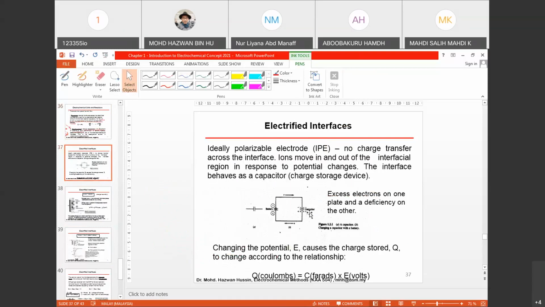What does it mean by ideal polarized electrode? This actually tells you that there's no charge transfer across the interface. The ions move in and out of the interfacial region in response to the potential changes. The interface behaves as a capacitor and will be used as the storage device.